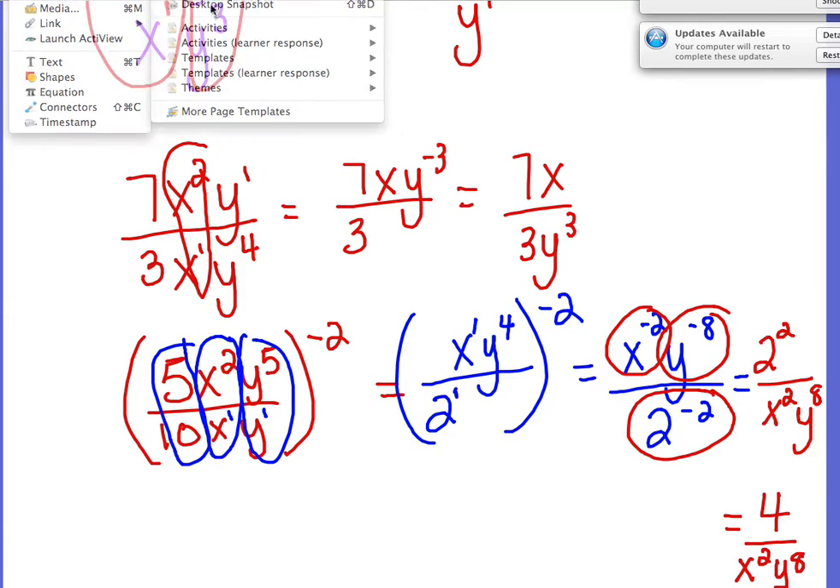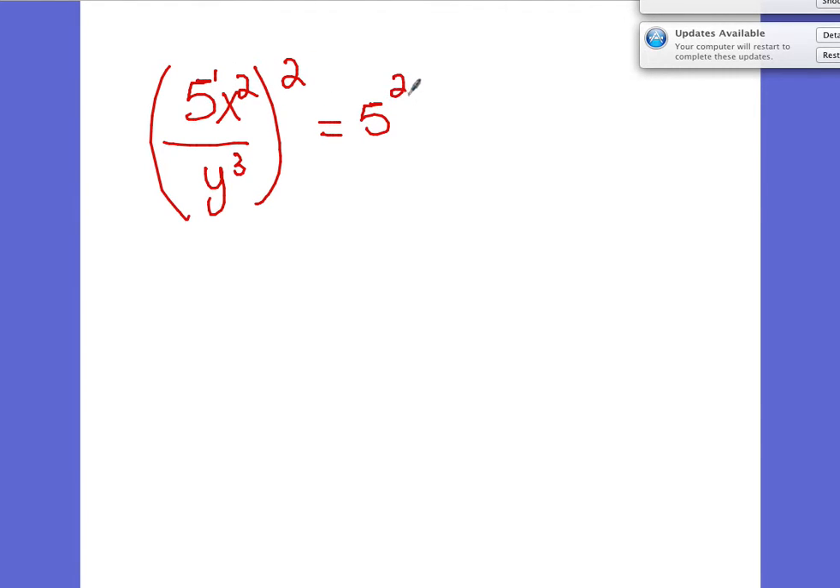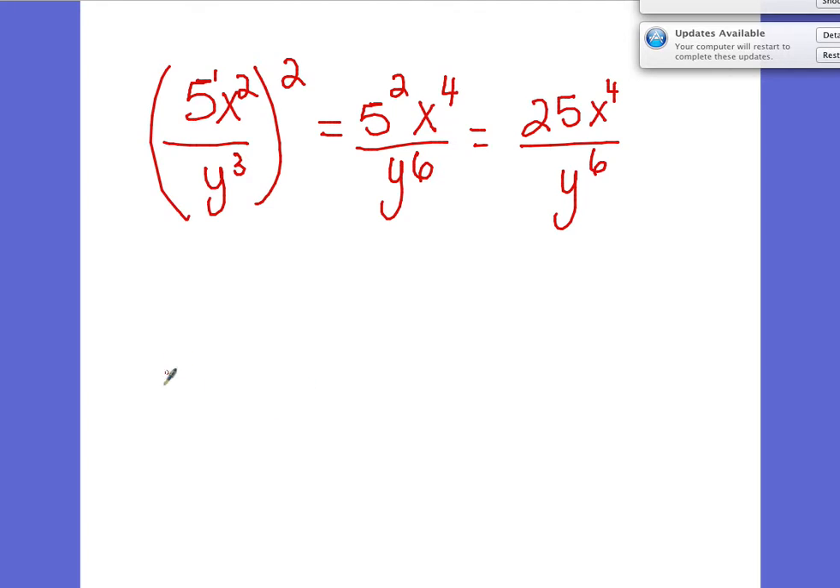Okay, so just to clarify that concept, if you raise something that is a quotient to a power, you have to raise each term to that power. At the end, I like to then evaluate. This is very similar to the concept where you had to raise a power to a power, where you multiply 3 times 2 is 6.